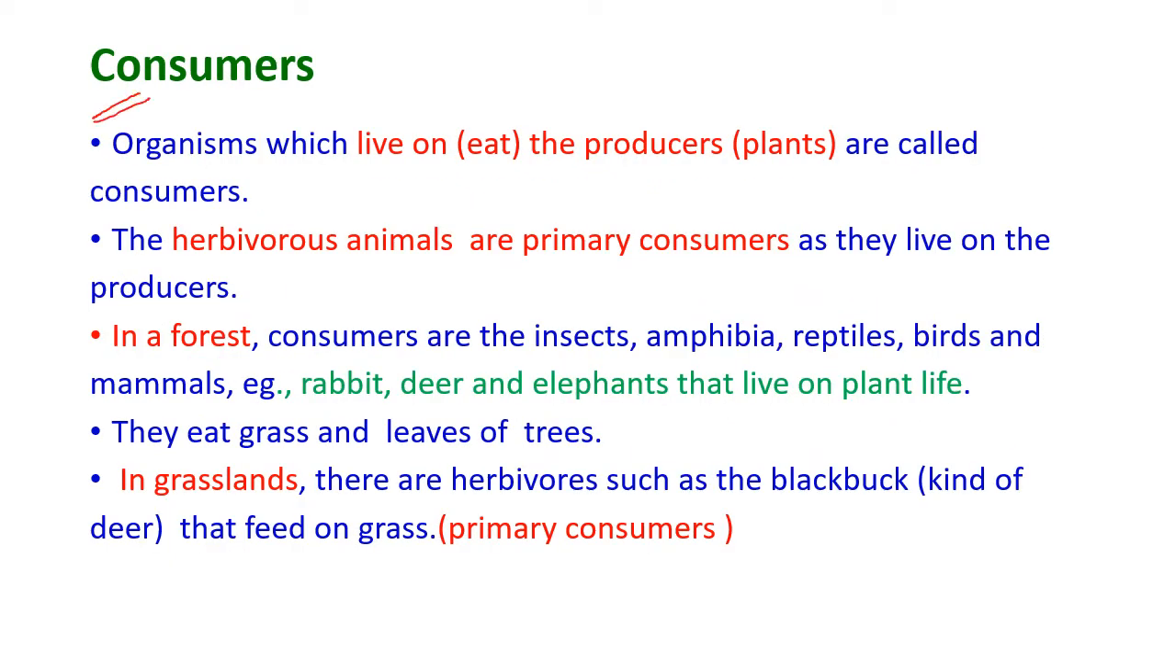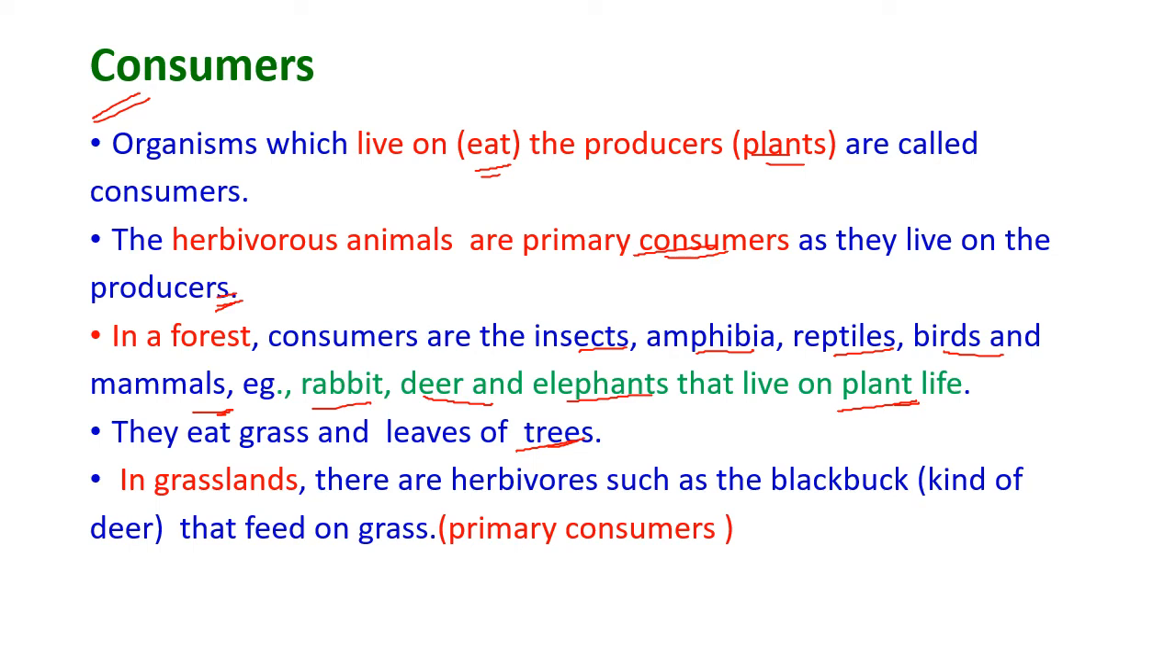Consumers. The organisms which live on the producers are called consumers. That is, those organisms which eat the plants are called the consumers. Here, the herbivorous animals are the primary consumers as they live on the producers. They eat the plants. For example, in a forest, the consumers are the insects, amphibia, reptiles, birds, and mammals. For example, the rabbit, deer, and elephants that live on the plant life are called the primary consumers. Here, they eat the grass and leaves of trees.